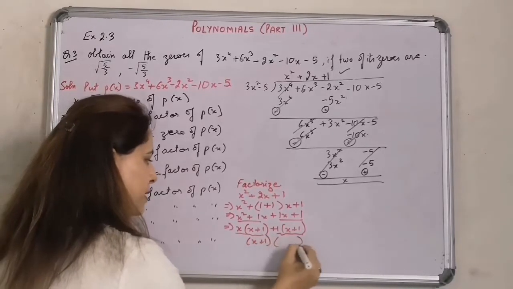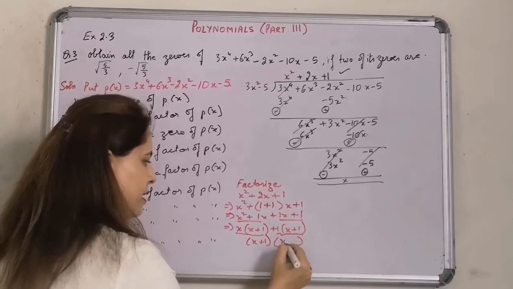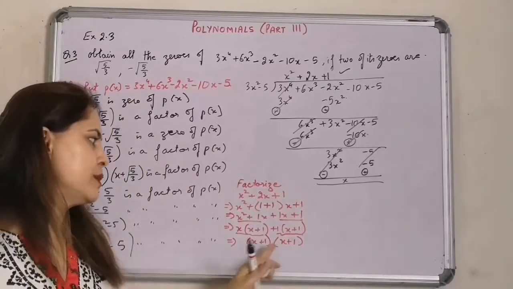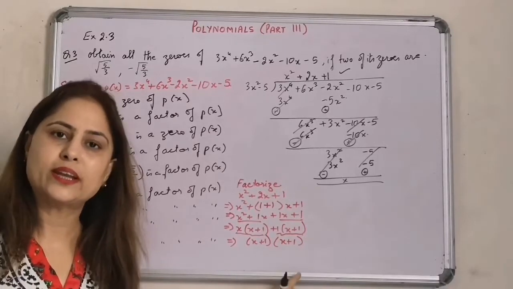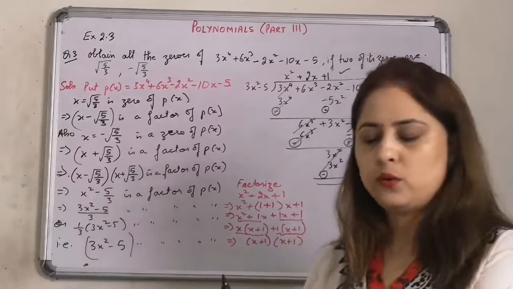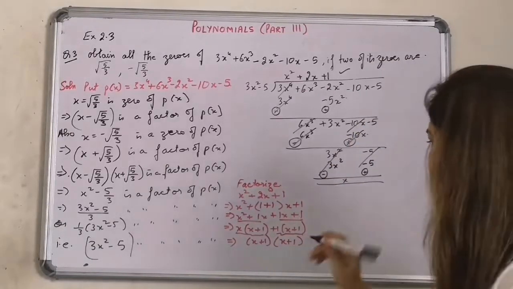जो बचा वो दूसरी bracket में आ जाएगा. That was x plus 1 again. So, x square plus 2x plus 1 has been factorized into x plus 1 into x plus 1. Both the factors are same. But we are supposed to find out the zeros. So, what do we do for finding the zeros?